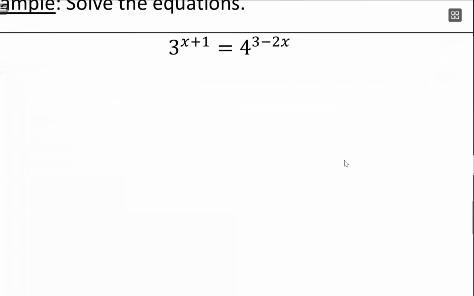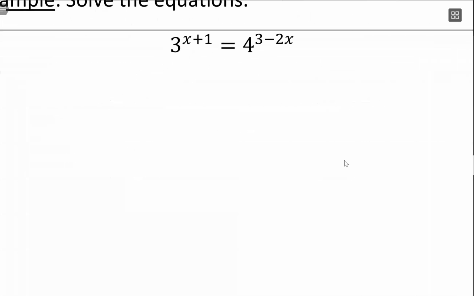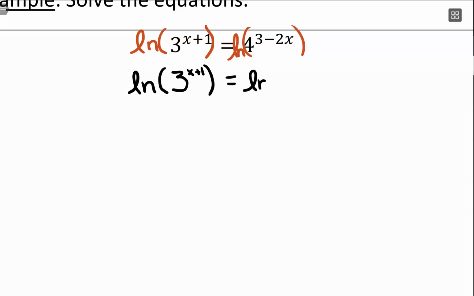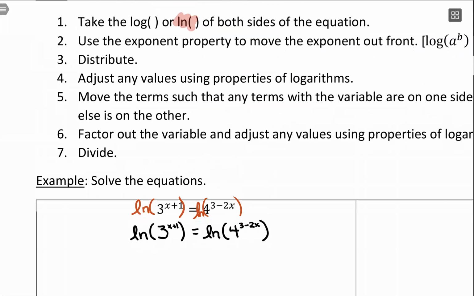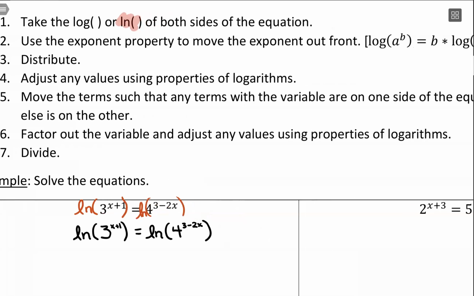So I'll refer back to these steps as we go through this first example here. What we're going to do is take the logarithm of both sides of the equation. So what that would look like is I would take logarithm and logarithm. So we would have the natural log of 3 to the x plus 1 equals natural log of 4 to the 3 minus 2x. So that's step 1.